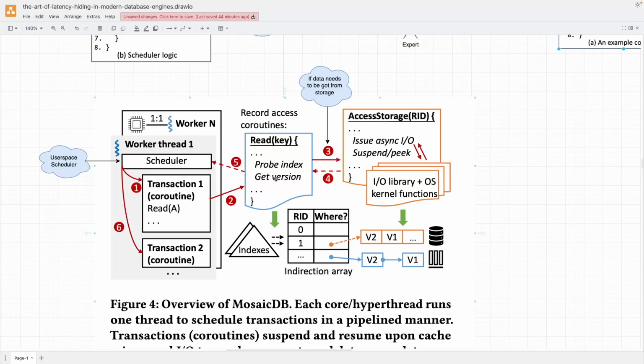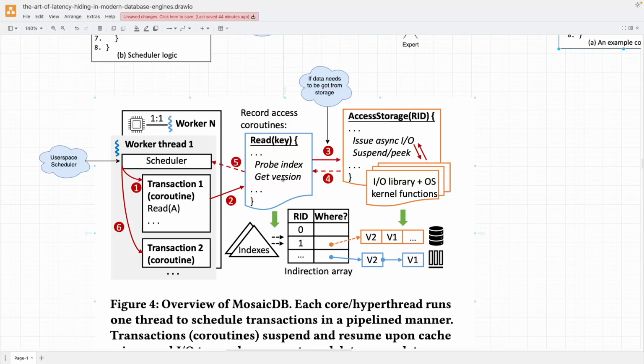When you suspend yourself, naturally the scheduler is going to move to transaction 2 and process that transaction. Eventually, assuming round robin scheduling, you will come back to transaction 1. And when you come back to transaction 1, the data you need will be in your CPU cache and you can continue your execution. That is one code path. The other code path could be that when you're reading the data A in transaction 1, when you're reading your database indexes, you might find that your data is in storage. Unfortunately, it's not in your RAM, right?